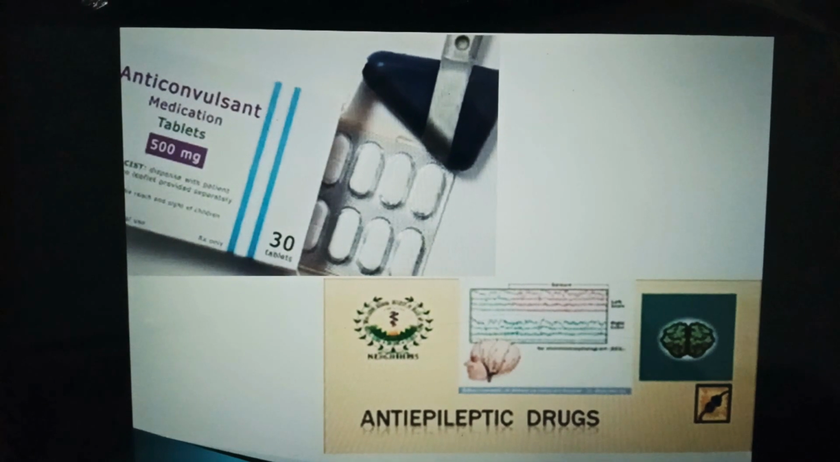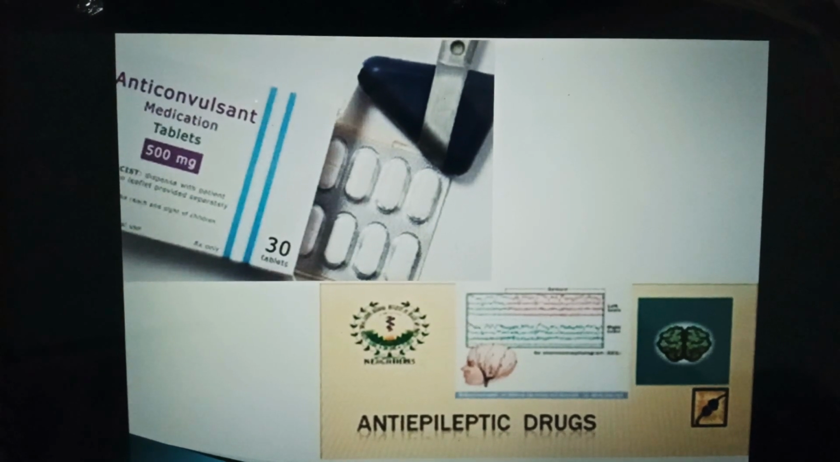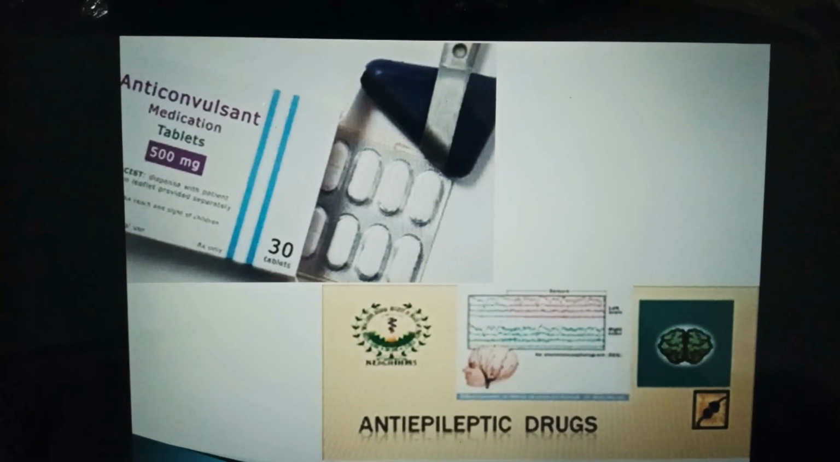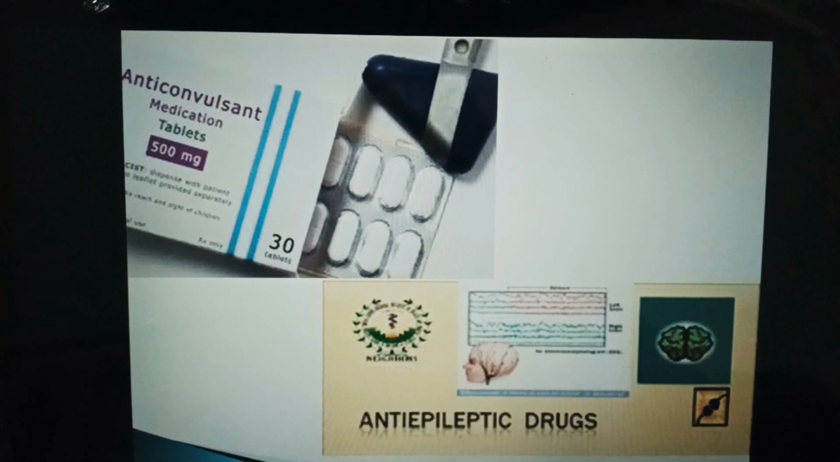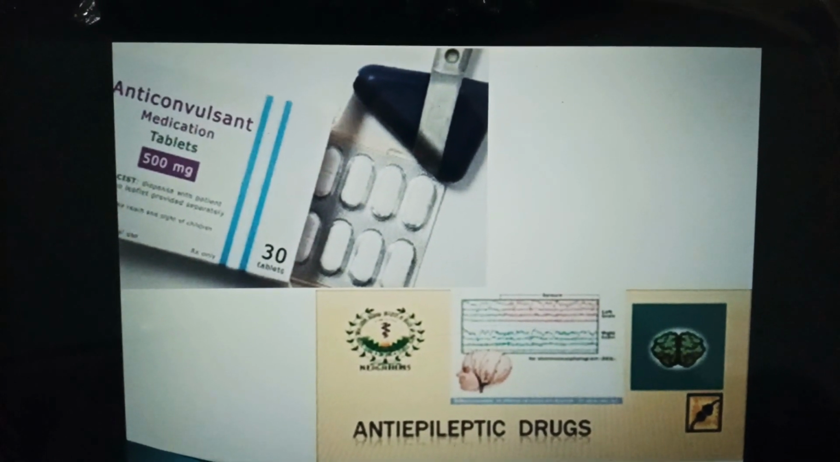Patients of epilepsy have to take medicines daily for the treatment as well as prevention of seizures. These are termed as anticonvulsant or anti-epileptic drugs.